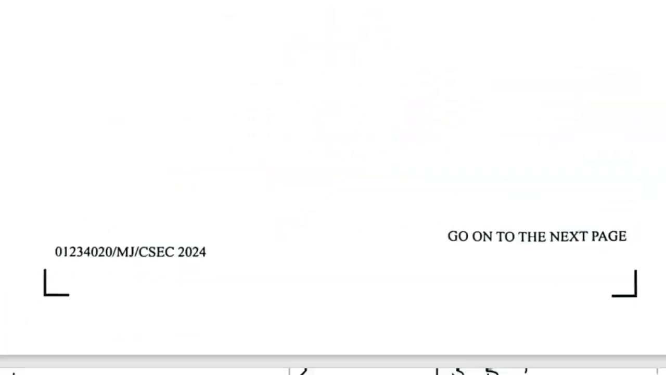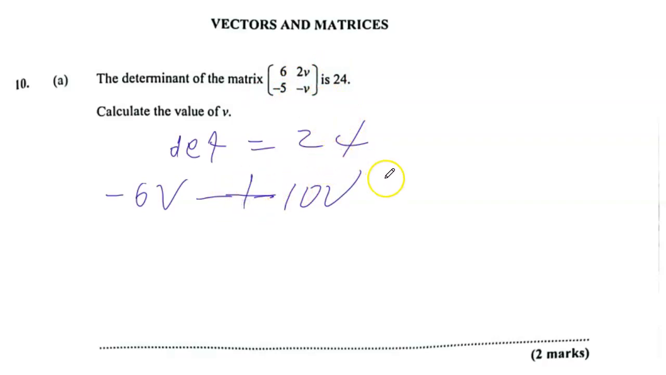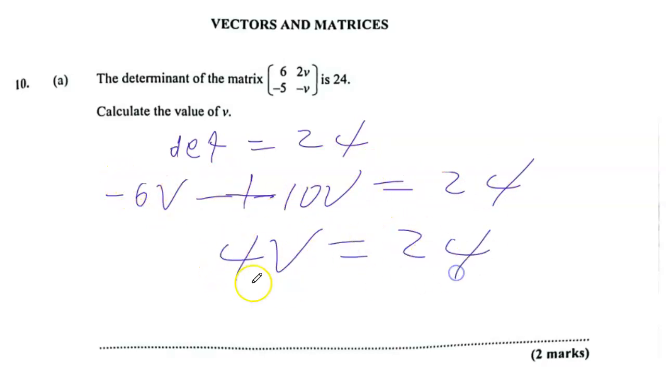Let's move on to our final question. The determinant of the matrix is 24. So the determinant, cross multiply and subtract. Cross multiply, we get negative 6v minus negative 10v. But the double negative becomes plus 10v, and that should be equal to 24, we are told. So negative 6 plus 10, that's positive 4. So 4v equals 24. Divide both sides by 4. So v is equal to 6.